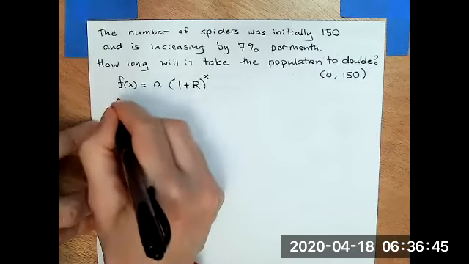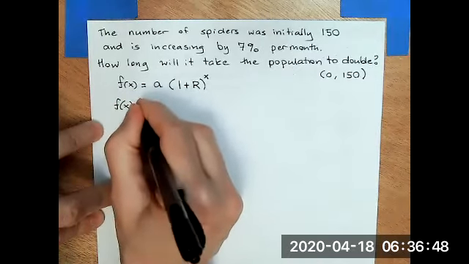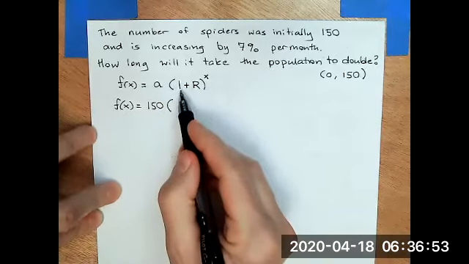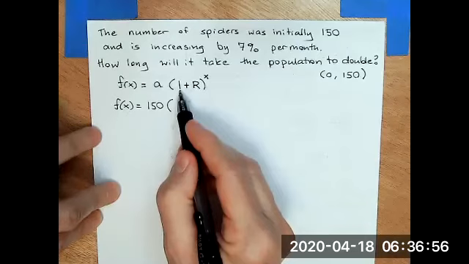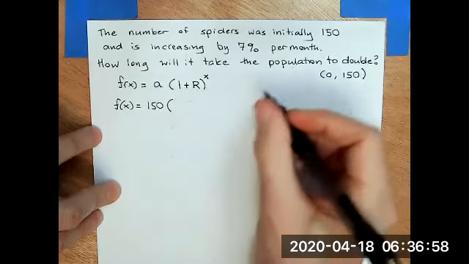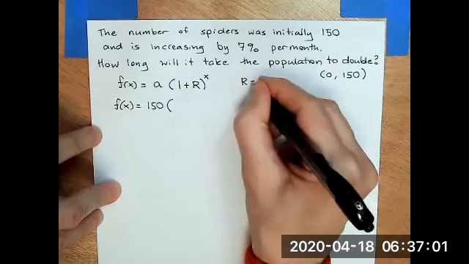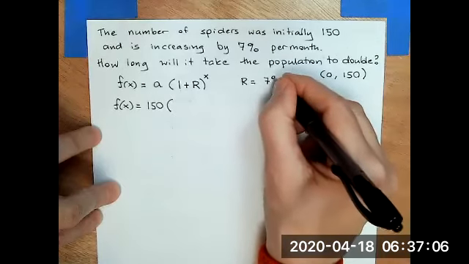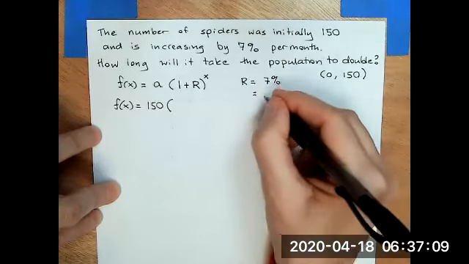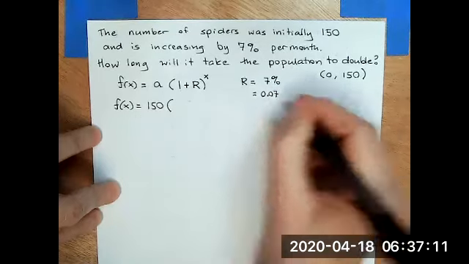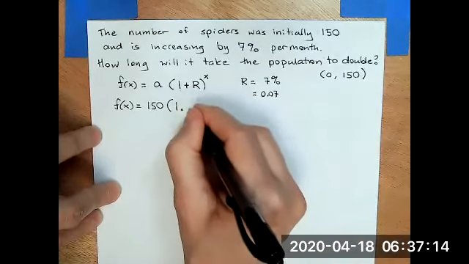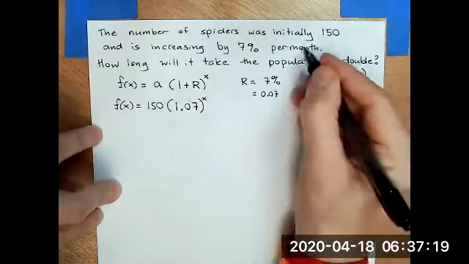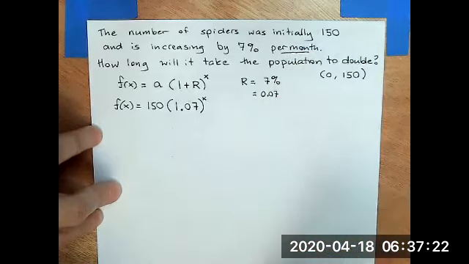A is my initial value, which is 150. The 1 represents 100% of the initial value, and r is the rate of change. And because it's increasing, that's a positive 7%, but we write it in as a decimal. So the base of my exponential function is 1.07 to the x. And then I'll just make a mental note that that's per month.